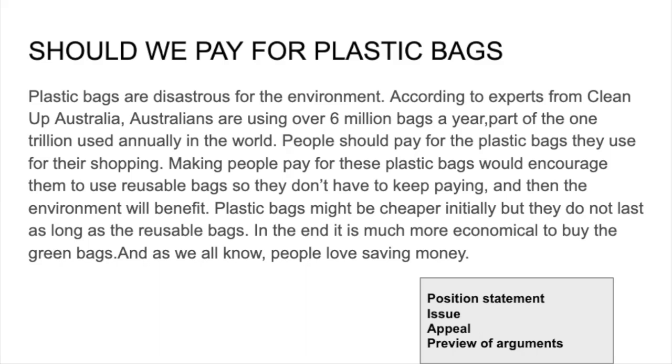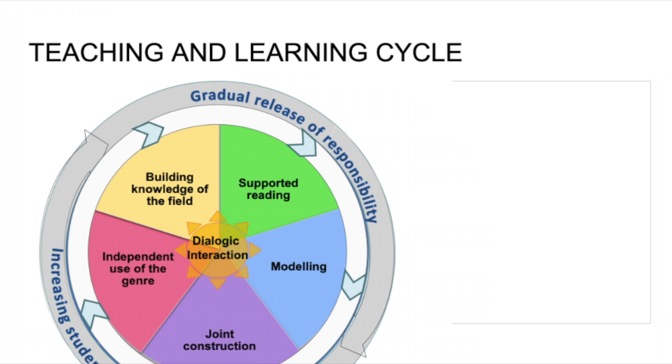So obviously you're trying to get your point across, persuade people that it would be great to alleviate plastic bags altogether, or at least cut the use of them down. Making people pay for plastic bags, which is what we've decided to do in Australia. Encouraging people to carry the reusable bags with them and just keep using those as a way of cutting down. And again, the argument, plastic bags might initially be cheaper, but they don't last as long. And then position statement, issue, appeal, and preview of arguments.